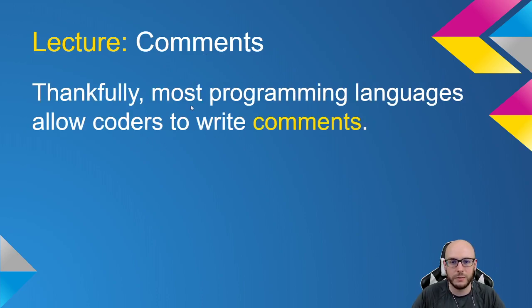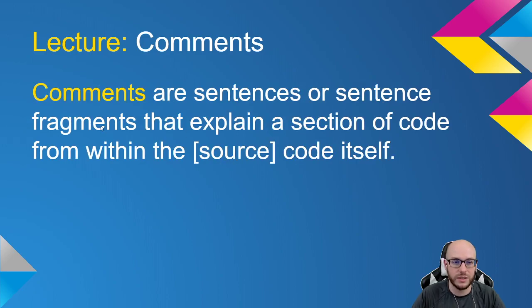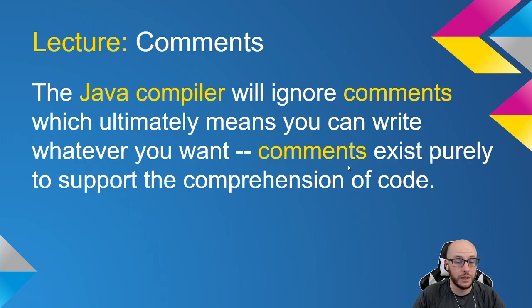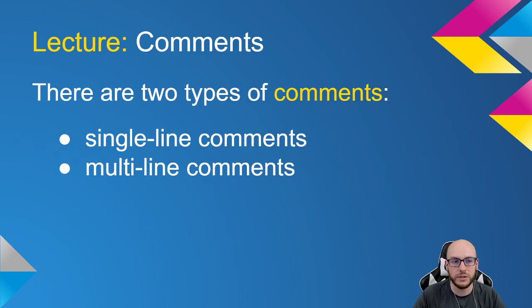Almost every programming language includes these things, like Java, C++, even HTML. You can include comments. They are sentences or sentence fragments that explain a section of code from within the source code itself. It's little notes that we can leave in the code so that other people know what's going on, including us. The Java compiler will ignore comments, which ultimately means you can write whatever you want. Comments exist purely to support the comprehension of code.